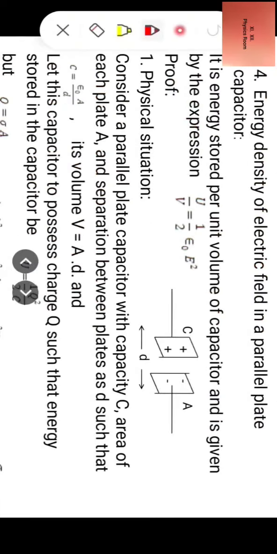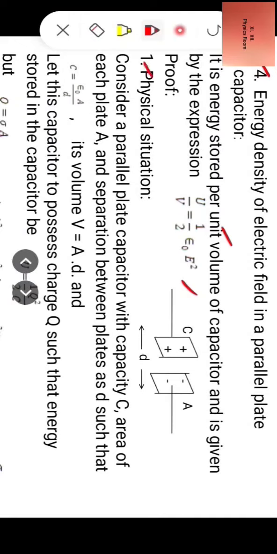Now, energy density of electric field in a parallel plate capacitor. Fourth, energy density of electric field in a parallel plate capacitor. Let us define energy density of electric field first. It is the energy stored per unit volume of a capacitor and is given by the expression U by V equal to half epsilon 0 E square. Now let us derive this expression.